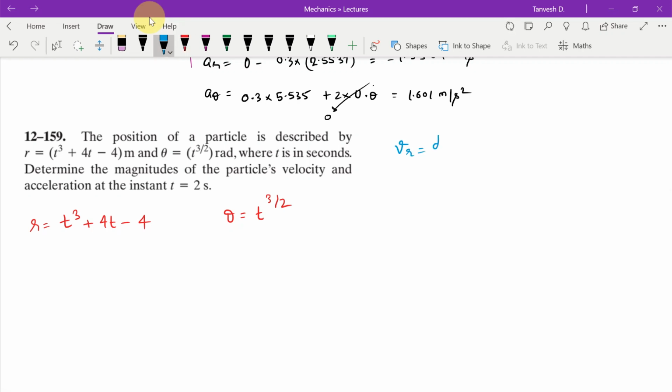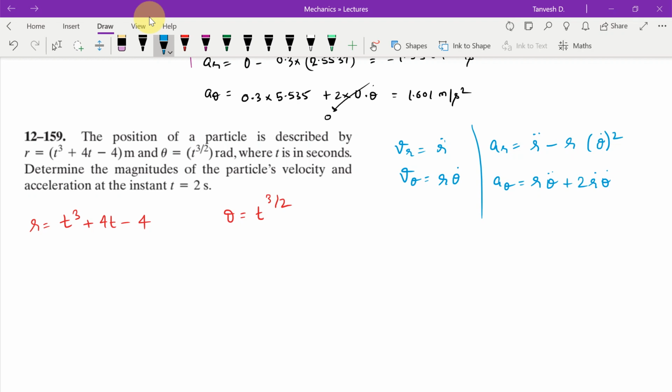So fine, VR is nothing but r dot. I'll just write directly. VR is r dot and V theta is r theta dot. AR is r double dot minus r theta dot square. A theta is r theta double dot plus 2 r dot theta dot. Okay, so these are the values that we need to find.